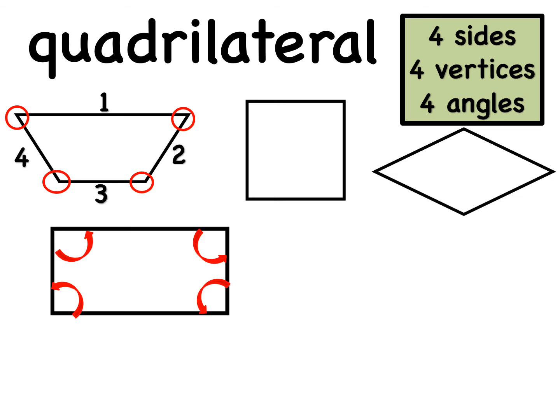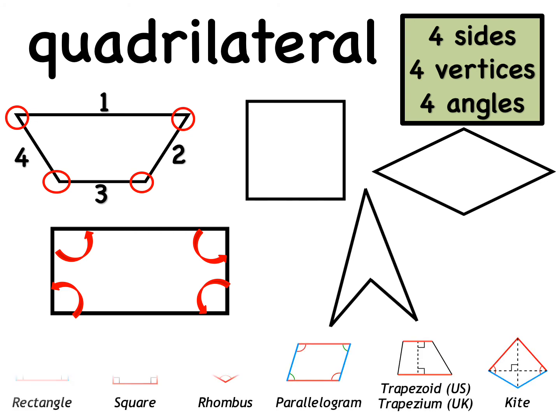Do you see those 4 angles? Good. Here's another quadrilateral that has 4 sides, 4 vertices, and 4 angles. Look at all of these shapes, boys and girls. Any shape that has 4 sides, 4 vertices, and 4 angles is a quadrilateral.